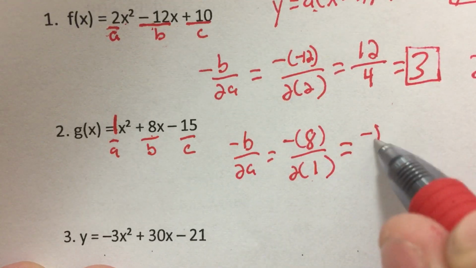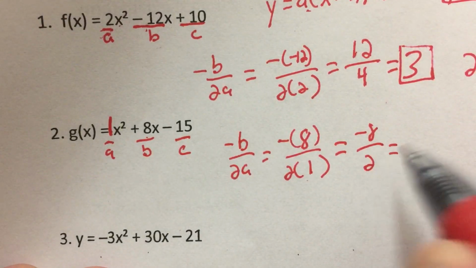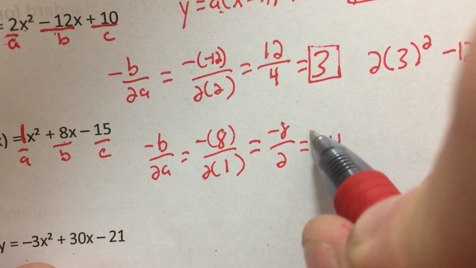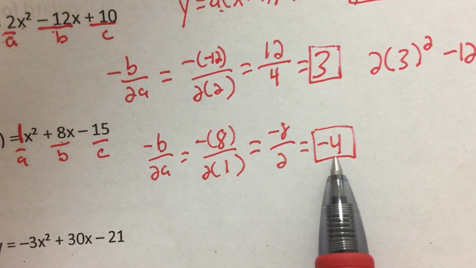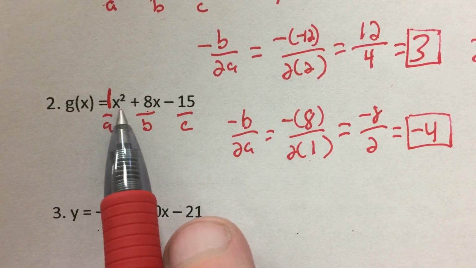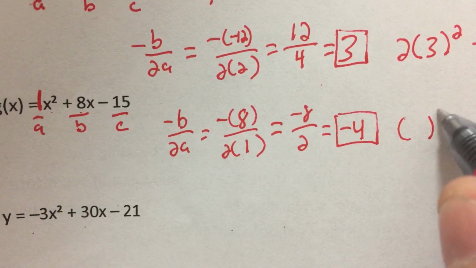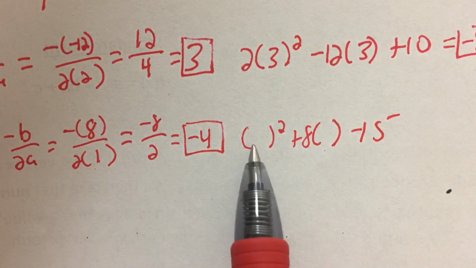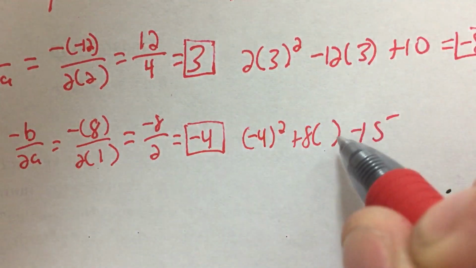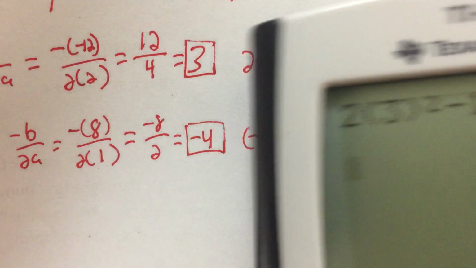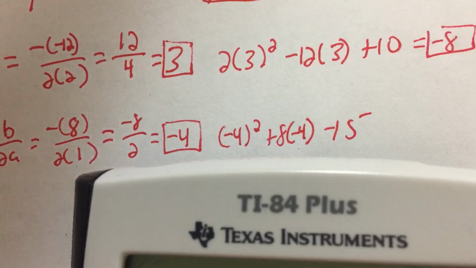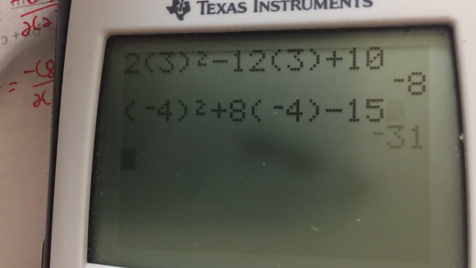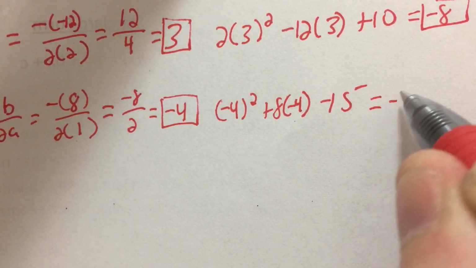Negative times positive makes negative 8 at the top. 2 times 1 is 2. Negative 8 divided by 2, negative 4. There's my h. Now take the value I just found and plug it back in for x in the original equation. So negative 4, I'm going to plug in here and here. I'm going to find out what all that makes. I have negative 4 to the second power plus 8 times negative 4 minus 15. Right? This. And that ends up giving me the number negative 31.